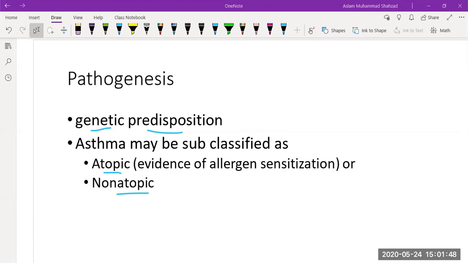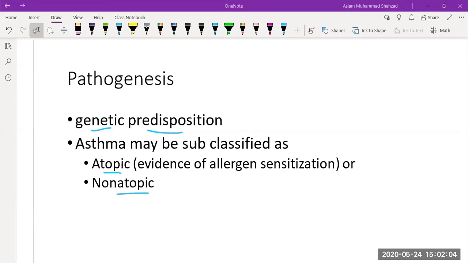They are more associated with respiratory infections due to viruses such as rhinoviruses or parainfluenza viruses, or inhalant air pollutants such as sulfur dioxide, ozone, and nitrogen dioxide that trigger non-atopic asthma.